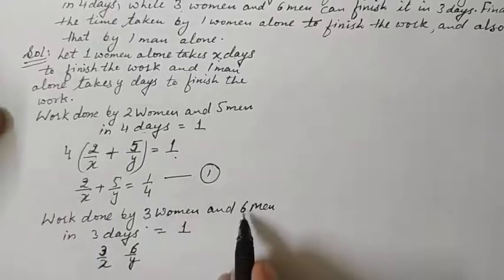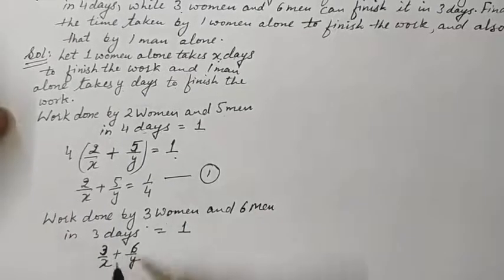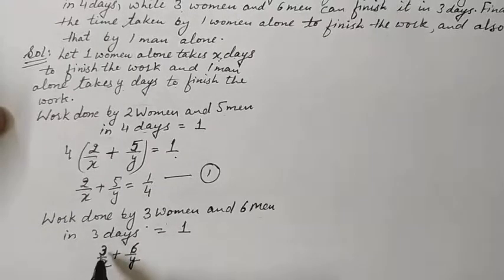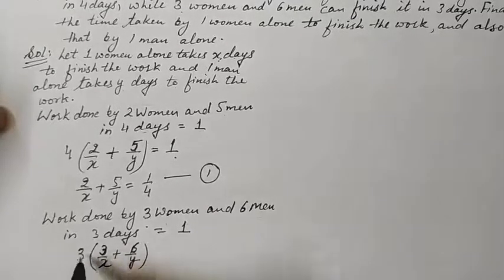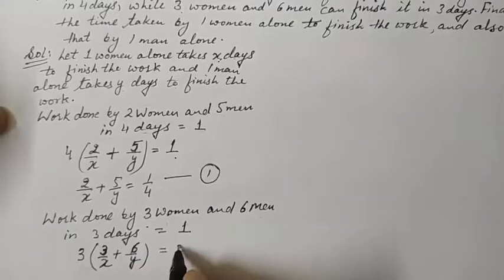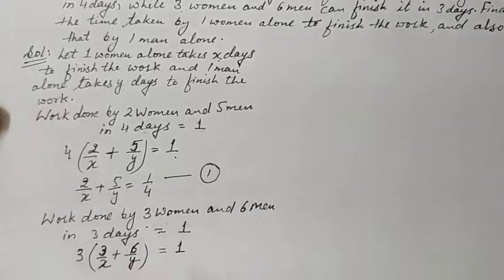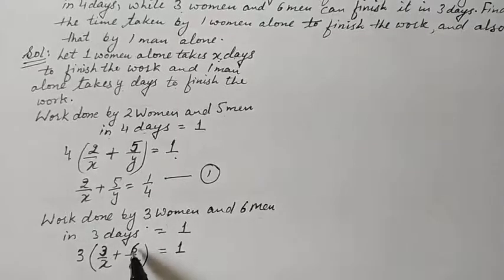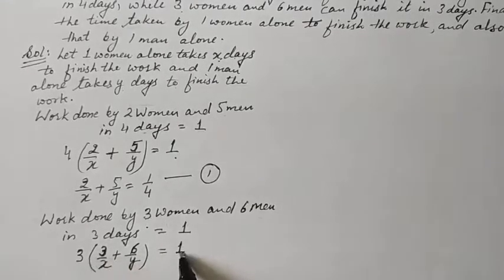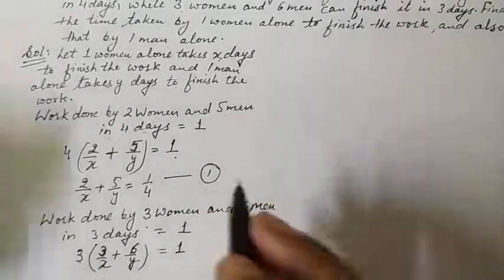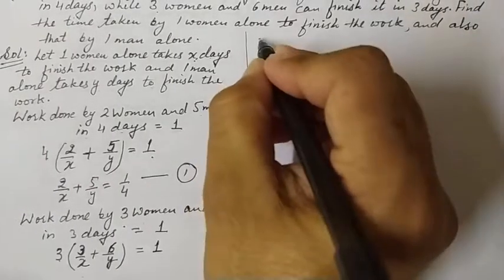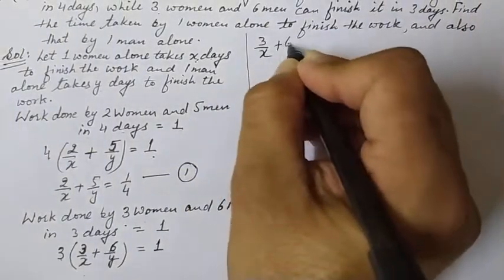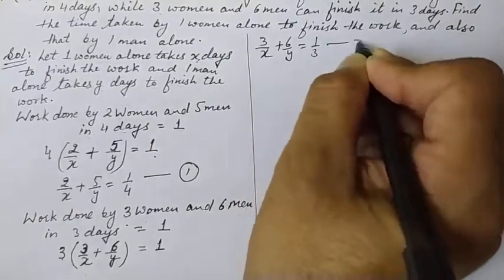Now 3 women and 6 men's one day work, we will add these two. So this is 3 women's and 6 men's one day work. So what is their 3 days work? We'll multiply with 3. Now this complete work is there, so it means one full work is completed. So 3 women's and 6 men's 3 days work is one complete work. So we'll take this 3 to the denominator. So I'll write here, it becomes 3 over x plus 6 over y is equal to 1 by 3. This is our second equation.